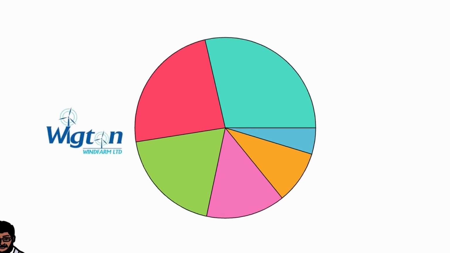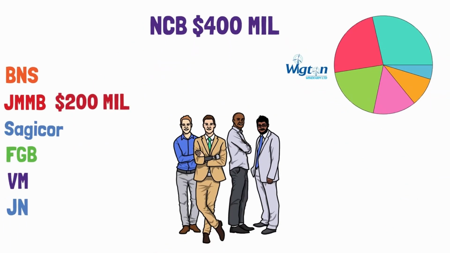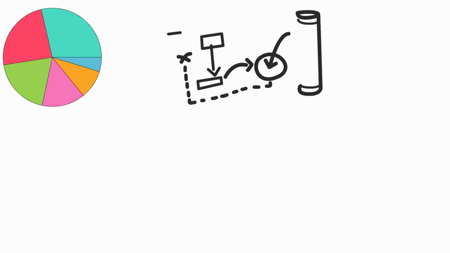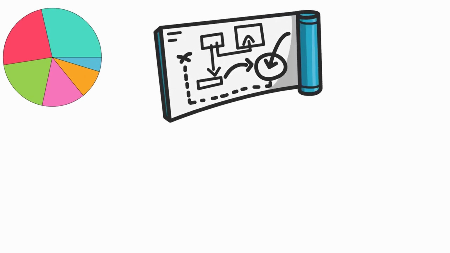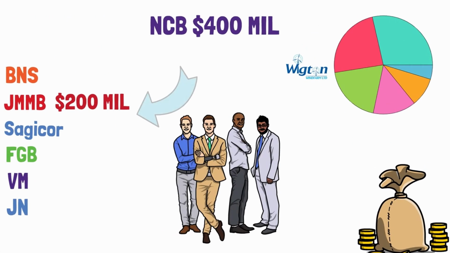So each company that is interested in lending, let's say NCB puts up 400 million, and JMMB puts up 200 million, and so on and so forth. What this does is essentially reduce the banks' exposure to the risk of the loan, whilst also sharing in the loan repayment. And of course, Wigton would pay NCB on the loan, and then NCB would disperse the payments based on the allocation they decided to take up.